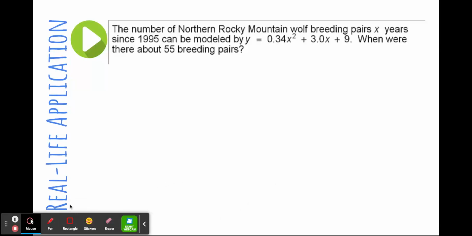Okay, time for some real-life application. So this problem is telling us, the number of northern Rocky Mountain wolf breeding pairs, x years since 1995, can be modeled by this equation. A lot of decimals here. Okay, when were there about 55 breeding pairs? So basically, that's the output value y. So we want to find x values when y is equal to 55. So we have 55 is equal to 0.34 x squared plus 3x.